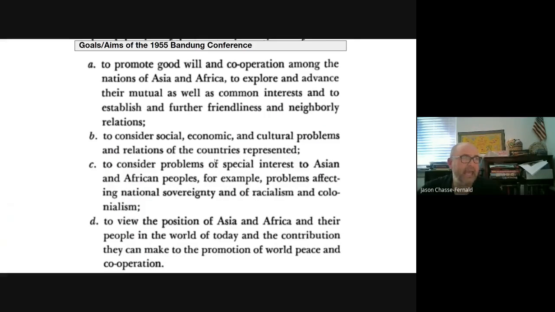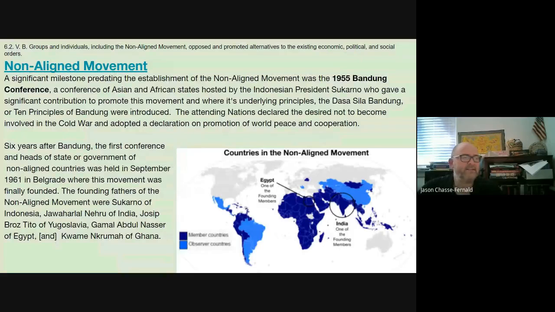And we see here some aims: promote goodwill and cooperation amongst nations in Asia and Africa. Consider socioeconomic and cultural problems in relation to the countries represented. Consider problems of special interest to Asian and African peoples. Problems affecting national sovereignty, racialism, colonialism, and to view the position of Asia and Africa and their people in the world of today, and the contribution that can be made in the promotion of world peace and cooperation. Right, so this, like I said, eventually becomes the non-aligned movement.